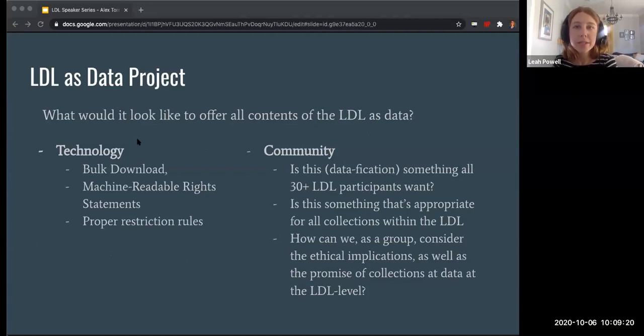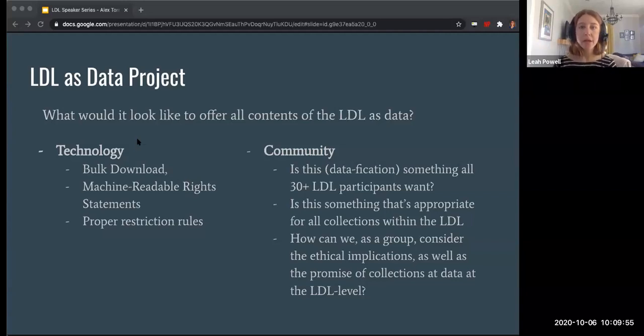So like I said, our project is part of a large and diverse cohort of collections as data projects. We specifically are asking, what would it look like to offer all contents of the LDL as data? And we're thinking about this question sort of in two parts or two tracks. So there's the technology track, thinking about what technical features on the LDL site would make this feasible. So features like bulk download, machine readable rights statements, proper restriction rules.